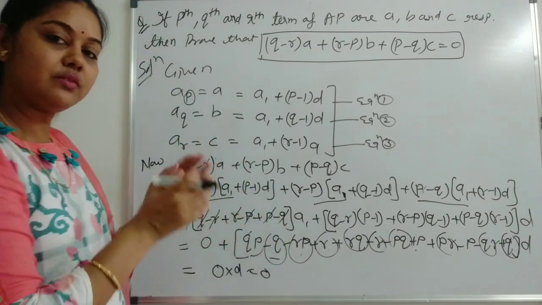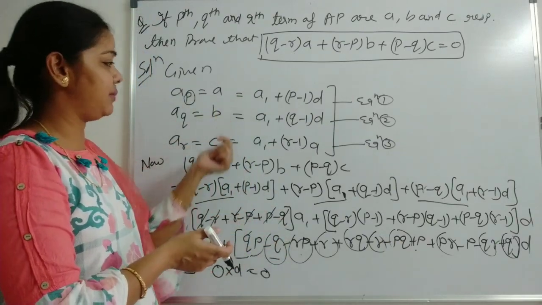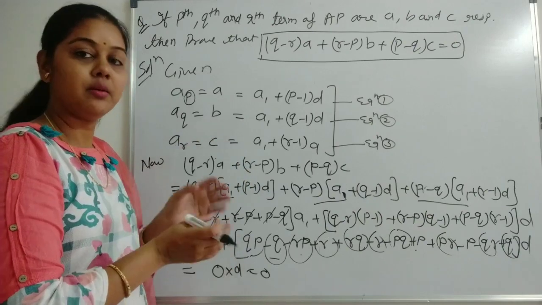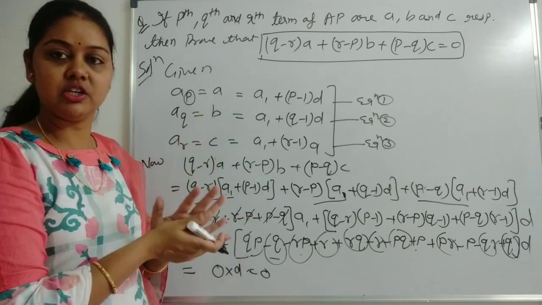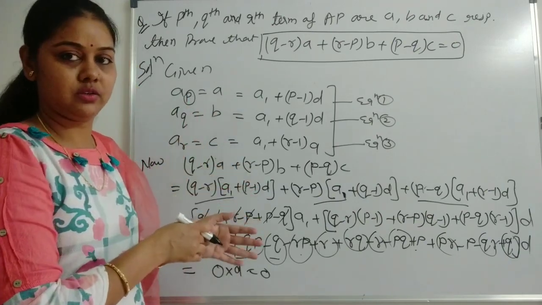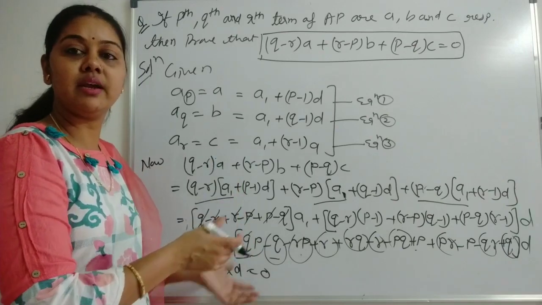What have we done? We have simply found the values of A, B, C and put them in the given condition, on the left hand side of the given condition. So we get the resulting right hand side.